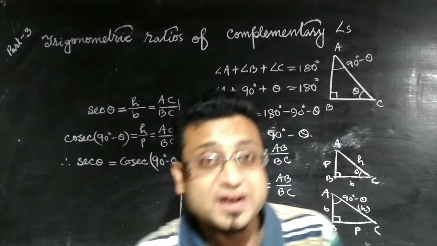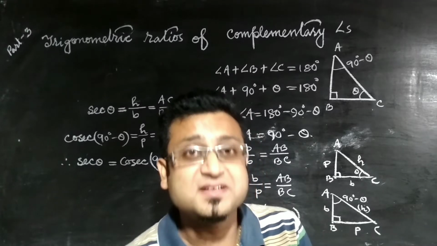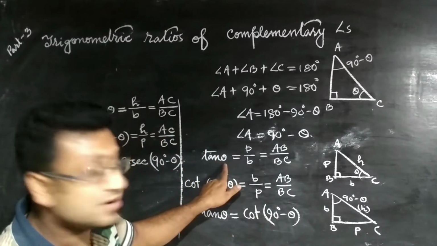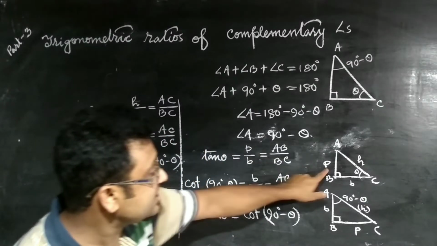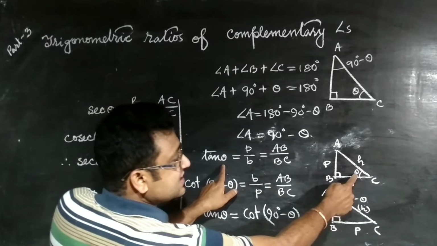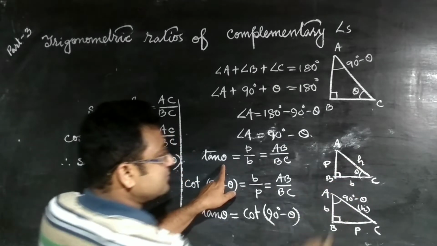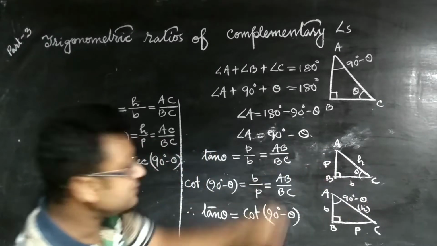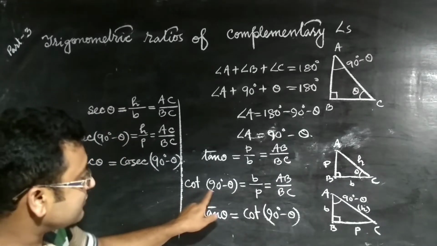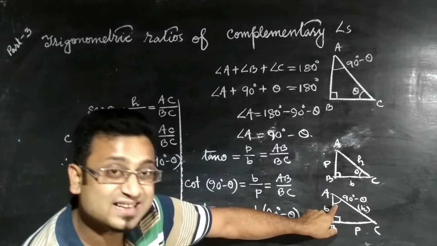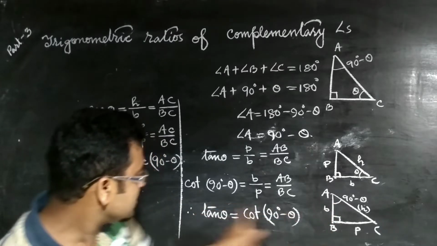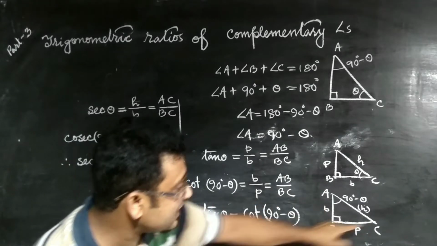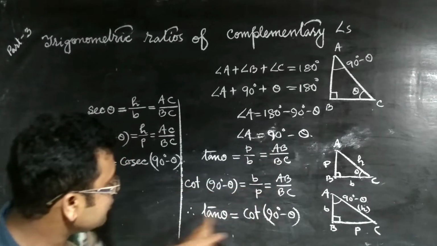Now if I consider the same triangles and try to find tan theta and cot of 90 minus theta, let me see what we are getting. Tan theta we know is perpendicular by base. So in this triangle we have to consider tan theta, since the angle is theta, this is base, this is perpendicular, this is hypotenuse. So tan theta is AB by BC. Whenever we write cot of 90 minus theta, that means we are considering this angle. If this is the angle, this is the base. So for cot of 90 minus theta, you are going to get B by P, so AB by BC. Since these two are the same, we get tan theta is cot of 90 minus theta.